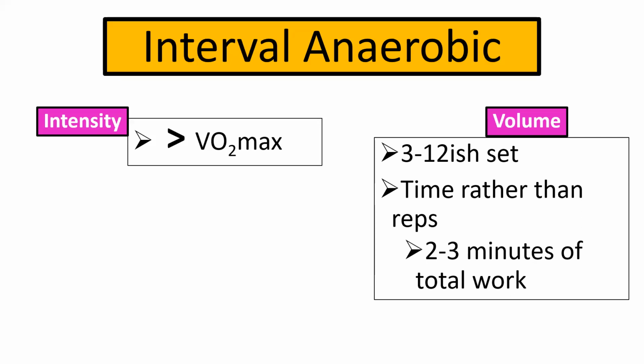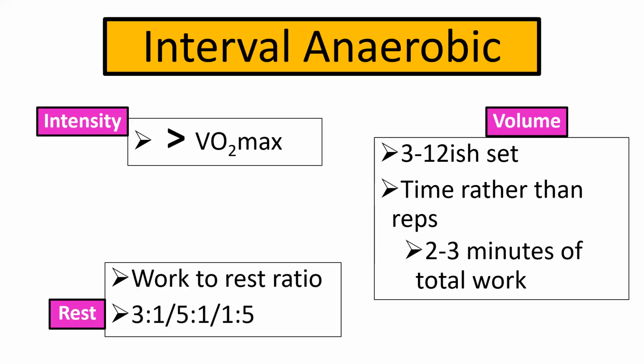So high intensity, you're going to have less total volume. Lower intensity, more total volume. And then our rest is based on a work to rest ratio. So this ratio is our work on compared to our work off, or our off time. The first number is work, the second number is rest. So the work to rest ratio.